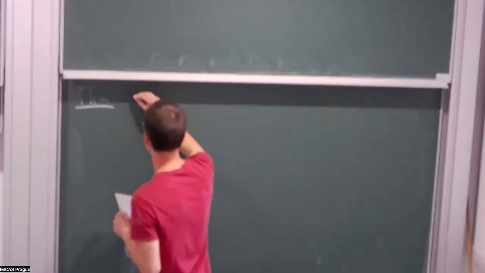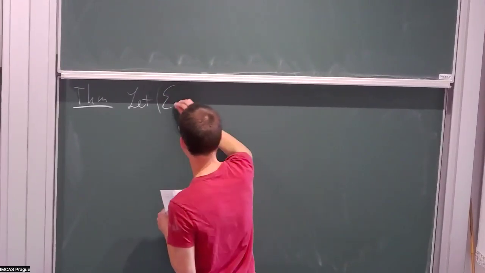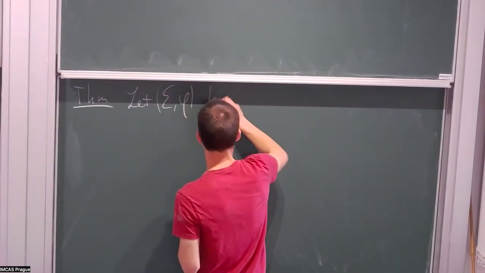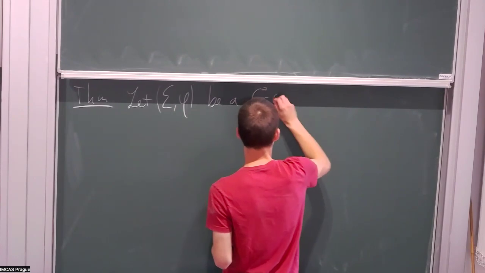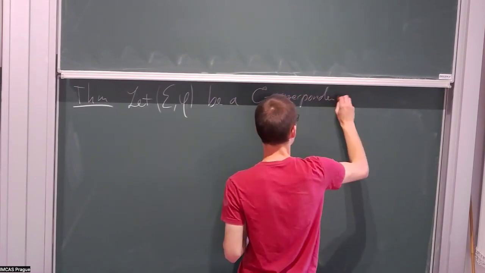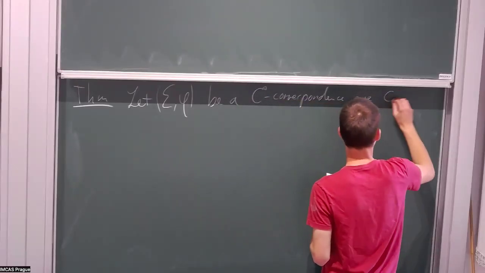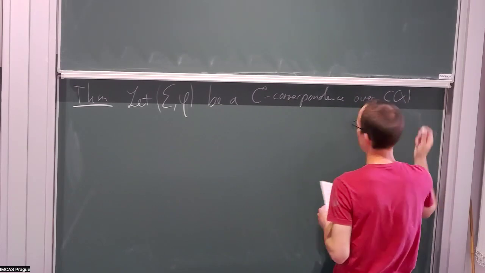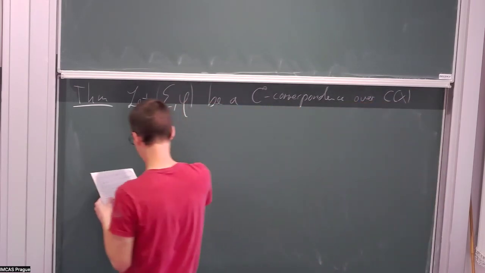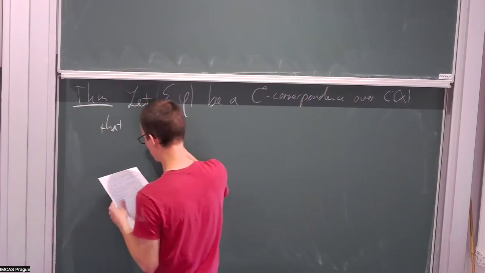Now comes the main result of this talk, generalizing this. Let E, or let's write E phi, be a C-star correspondence over C of X. And I'm just going to ask it to be finitely generated projective to have access to this vector bundle picture.